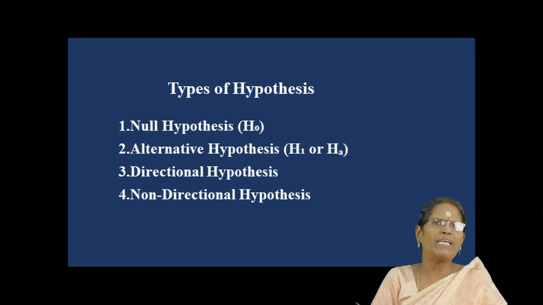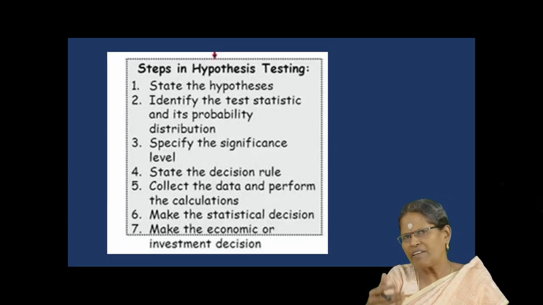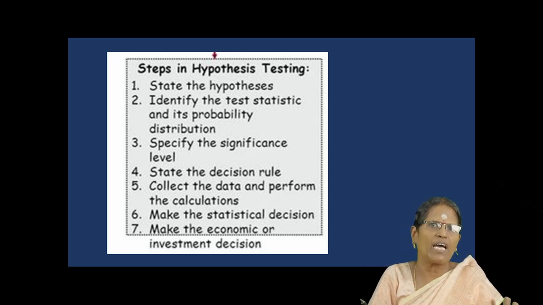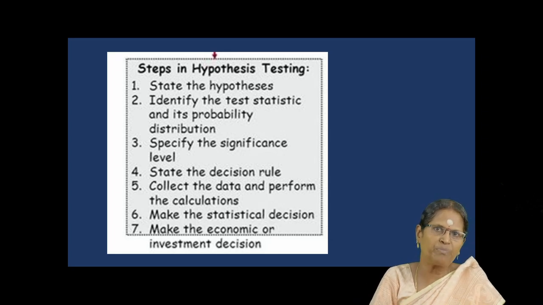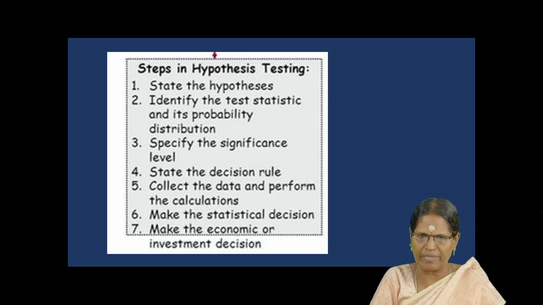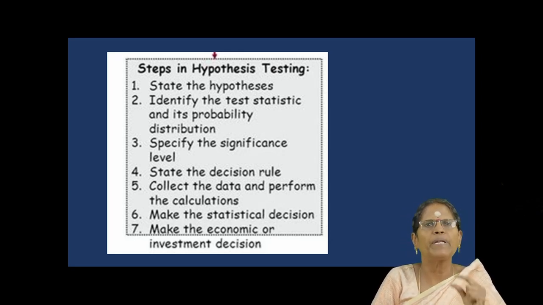Whatever may be the type of hypothesis, the hypothesis must be formulated first. So in testing of hypothesis, there are various steps. The first step is we have to state the hypothesis. There is no significant relationship between the advertisement expenditure and the sales. Like that we have to frame it. Mostly we frame the null hypothesis. We are going to test only the null hypothesis.